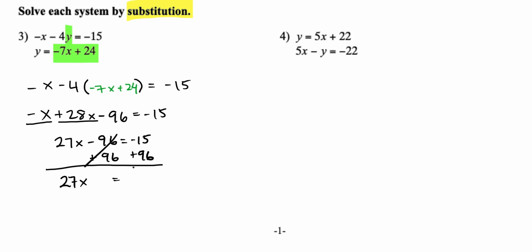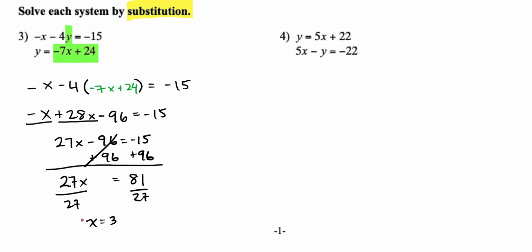And then I'm left with 81. And then I'm going to do 81 divided by 27. And then I get x is equal to 3. And this part I did in my calculator. I didn't do this part in my head. And I end up with x is equal to 3.